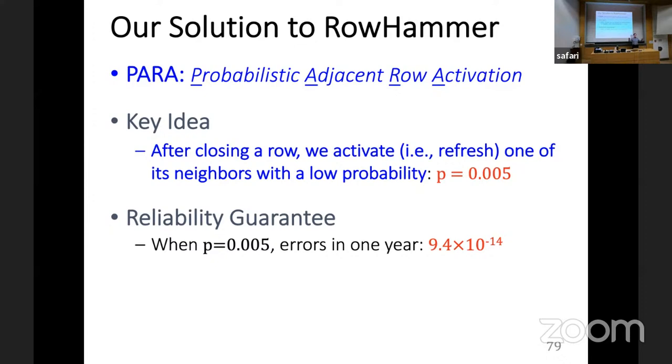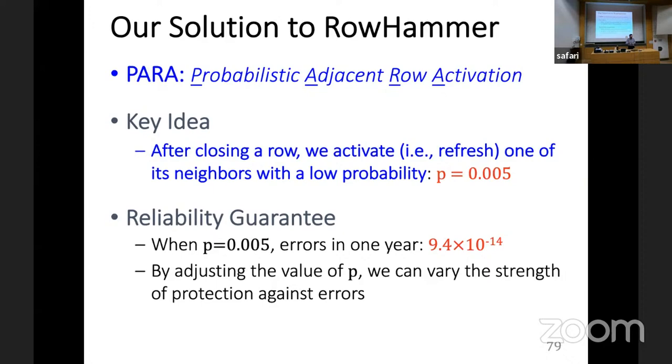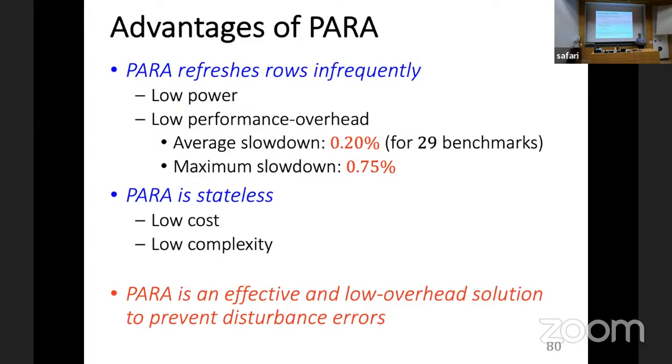And at the time, this probability works quite well. But as the number of activations you need to do to get to a bit flip reduces to, let's say, 500, your probability also needs to increase, because you need to be protecting against a much smaller activation count. But at the time, this worked quite well, as you will also see in the paper. In fact, if you're paranoid, you can adjust the value of P and you can vary the strength of protection against errors. And the good thing is this has no hardware cost.